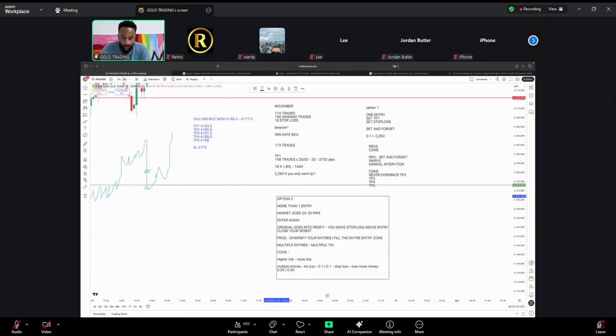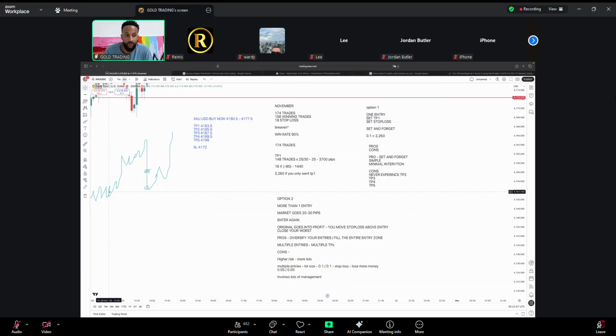Now, another one of the cons is it involves lots of management, okay? You need to be watching when the trade goes into profit. You need to make a decision. Are you going to close your worst entry? Are you going to keep it running? Are you going to move stop loss above break even? Many, many things, okay? So for the more experienced, you can look at option number 2 as an option that you can decide that you want to undertake, okay?